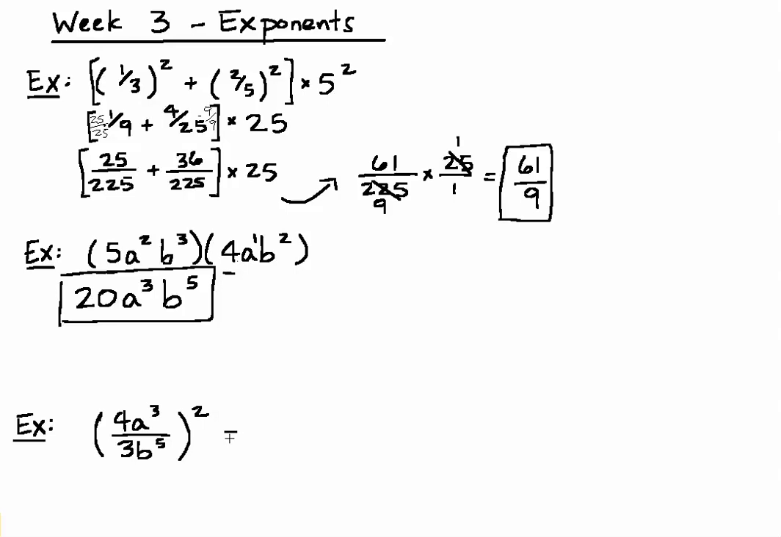And then for my final example, I have two terms being divided by each other and then being squared. My first step I want to do is square everything. And you're still squaring the coefficients. 4 squared is 16 and 3 squared is 9. And then using my properties, when I square an exponent, I am multiplying those exponents. 3 times 2 is 6. And then for my B term, 5 times 2 is 10, making this my final answer.